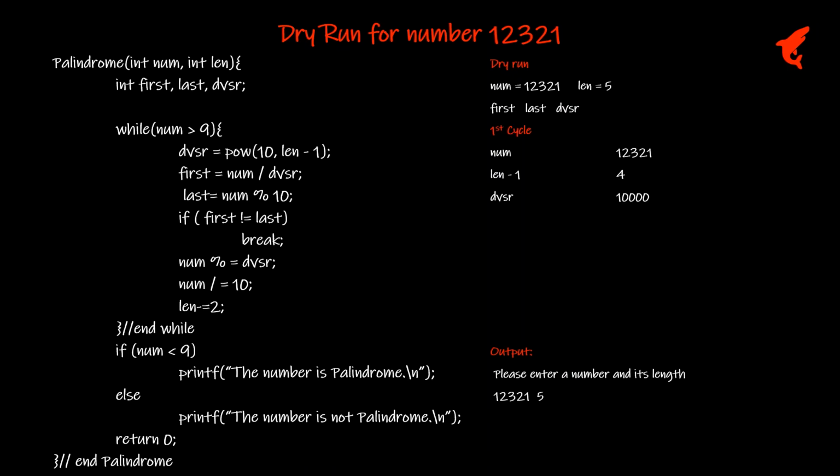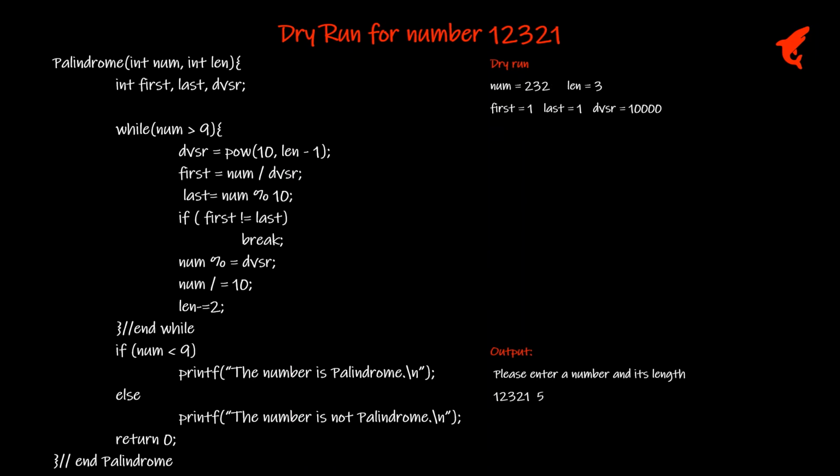Num by dvsr is 1 which is assigned to first. Last becomes num modulus 10 and so 1. In the if condition, first is equal to last and so the condition is false. Then num becomes 2321. And then it becomes 232. The len value is reduced by 2 to become 3. And the loop cycle ends.